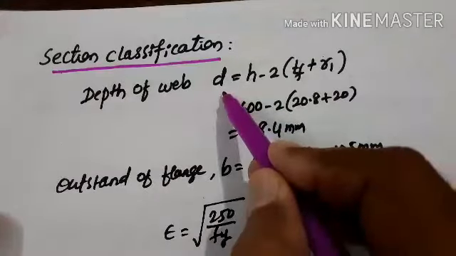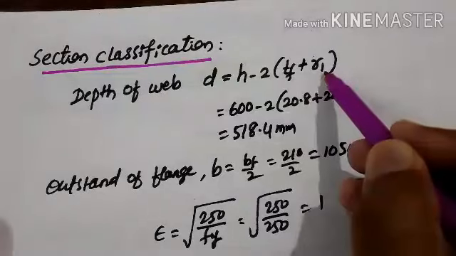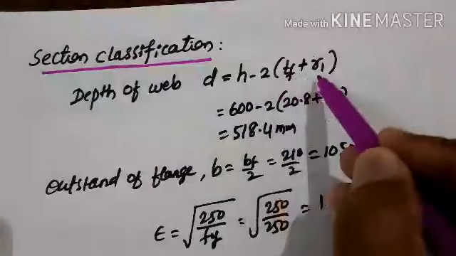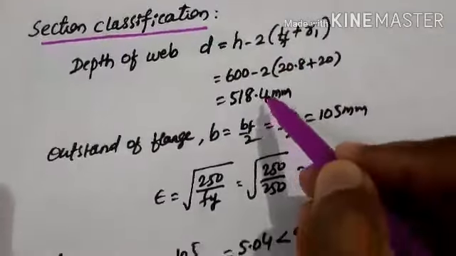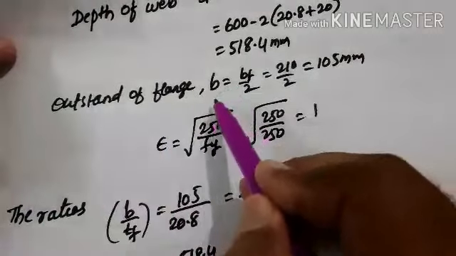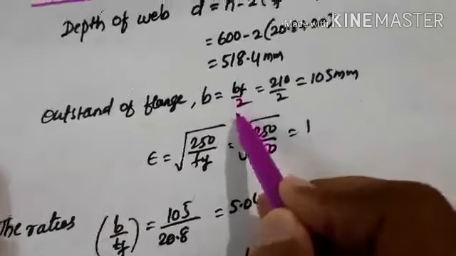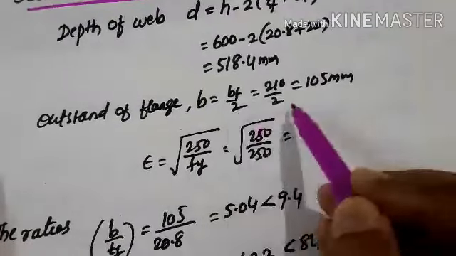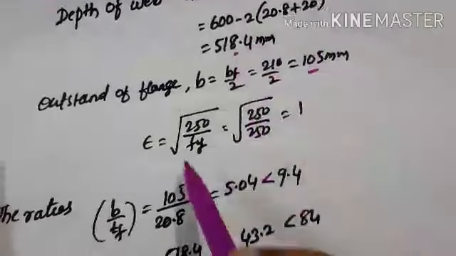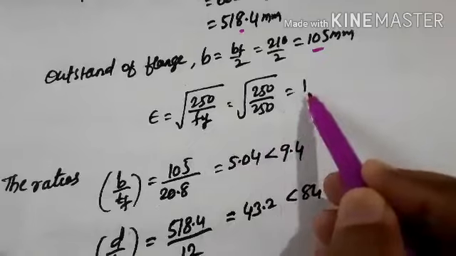Then take the depth, that is h minus 2 into (thickness of flange plus r1). These you have all noted down from the steel table. Substitute here, you will get this value. Then the outstand of flange, according to IS 800, you have to take the outstand of flange, that is half of the width of the flange. So you will get this much and this much.